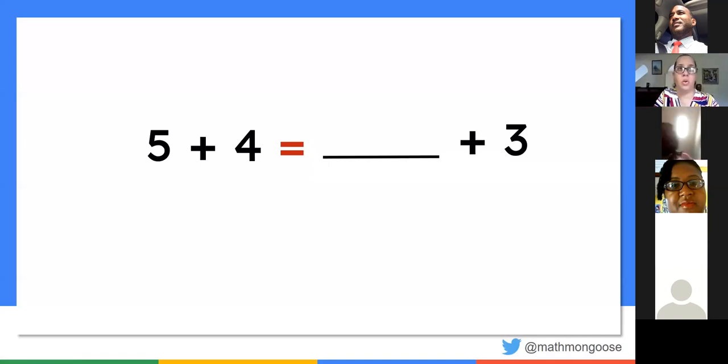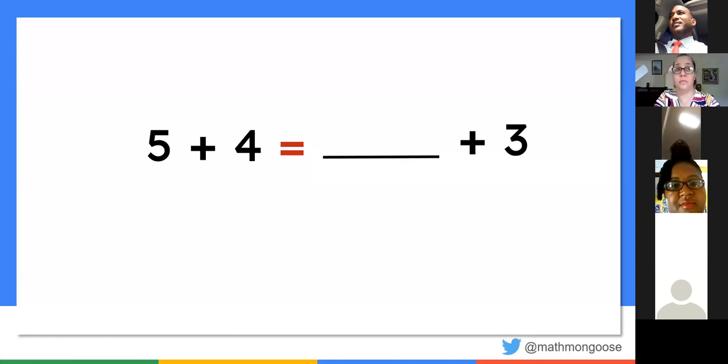5 + 4 = something + 3. Now, the child has boarded the sinking Titanic of algebra because they don't know what to do. They don't understand the value on both sides needs to be equal. They just think, do something with 5 + 4 and put the answer there. Where did that 3 come from? I'm not even going to pay it any mind and ignore it.